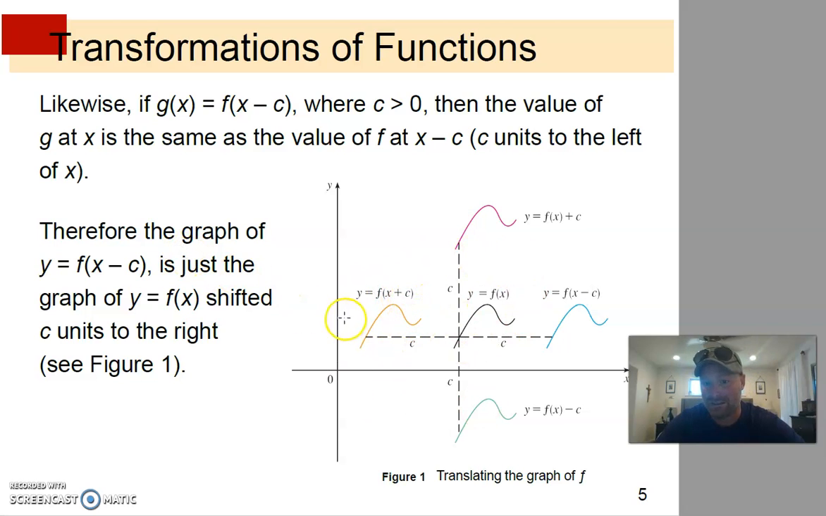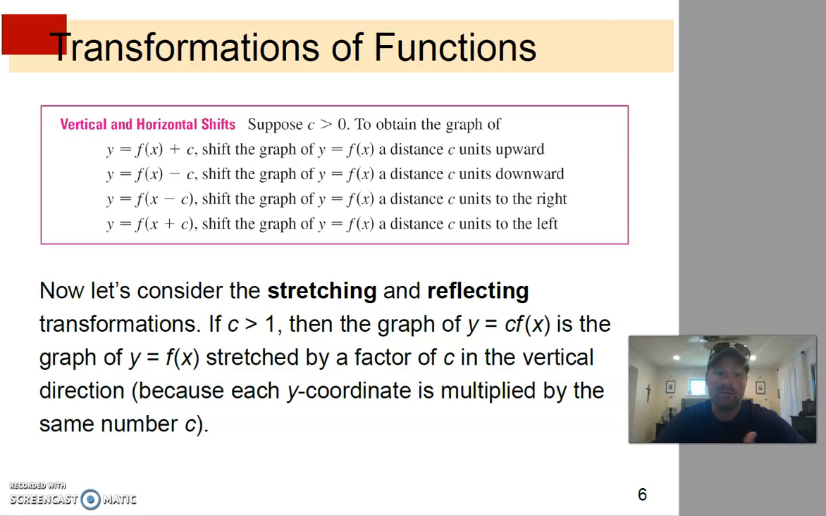Notice plus c shifting to the left, minus c shifting to the right, plus c to the entire function shifting it up, minus c to the entire function shifting it down. Okay. And then we just have a key concept here. This just kind of puts it all and sums it all up for us.